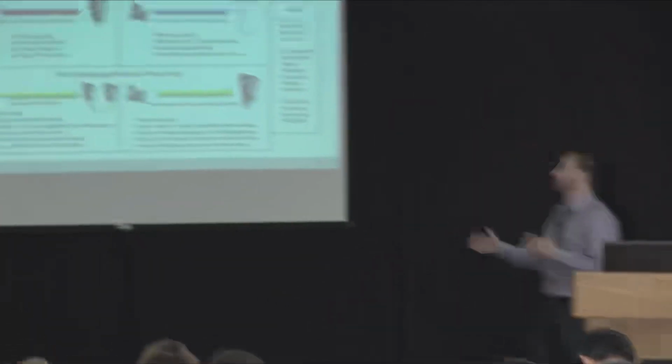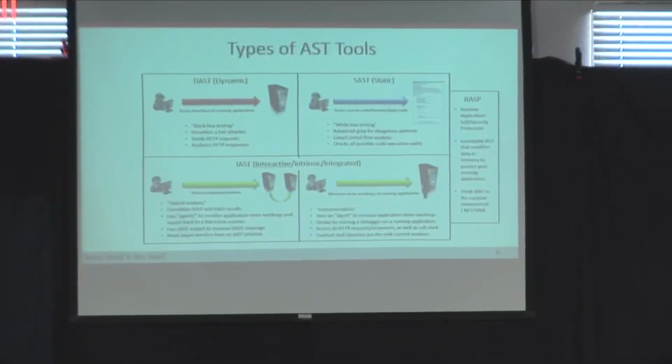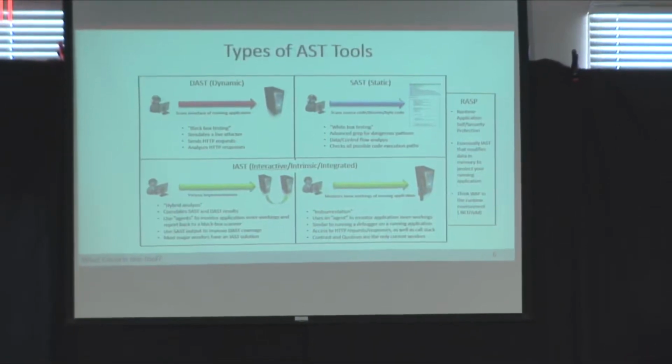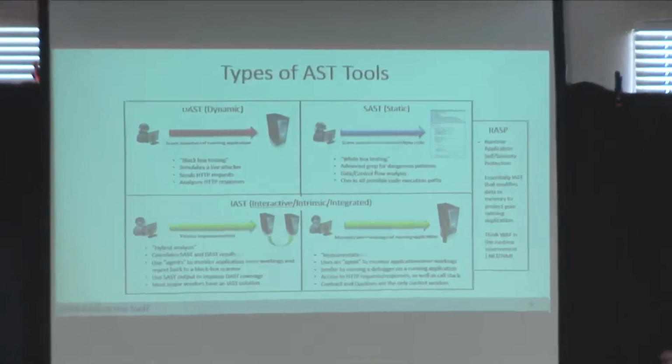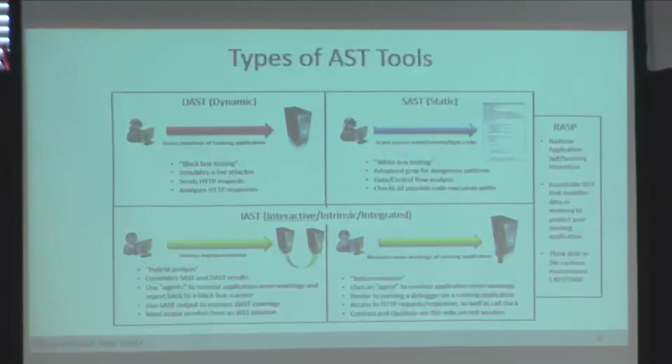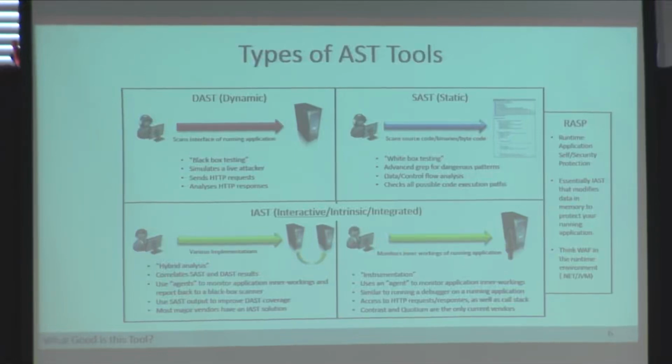So here's a quick overview of the types of application security testing tools. I'll go through this pretty quickly. It seemed like people had a pretty good understanding. On the left, we have dynamic analysis, or DAST. That's black box testing. That's really simulating what a hacker would do if they're attacking your website. It's sending HTTP requests, getting HTTP responses back, and trying to break the live running website.